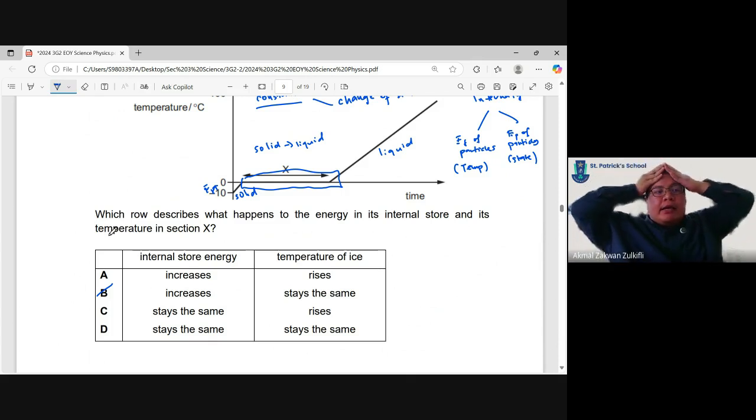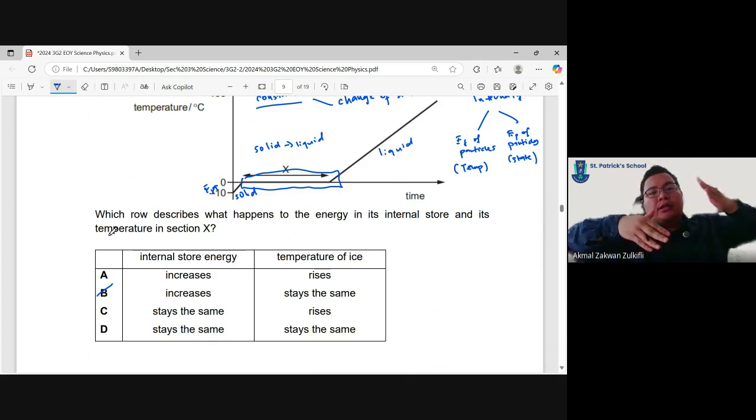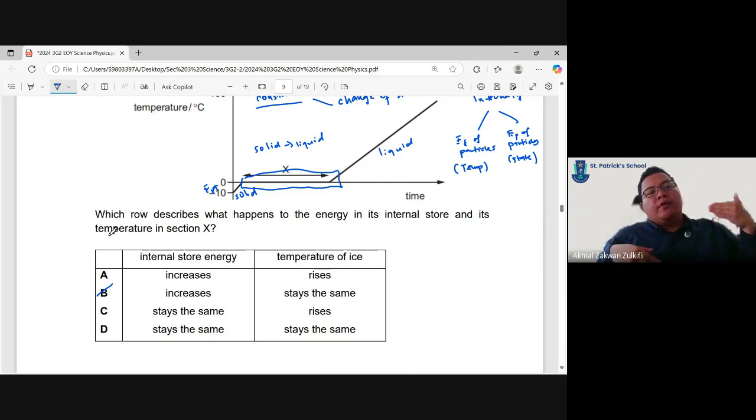Help this thinking frame. Whenever you see a temperature-time graph, or whenever they talk about these heating questions, cooling questions, questions involving temperature, thermal physics questions, right? Think about your internal energy.